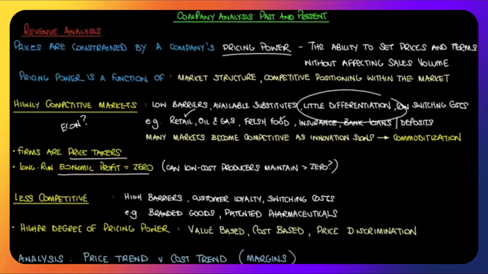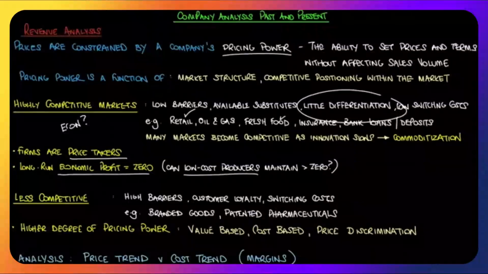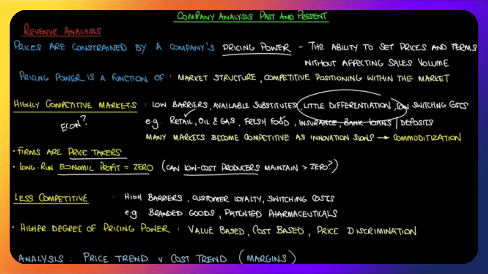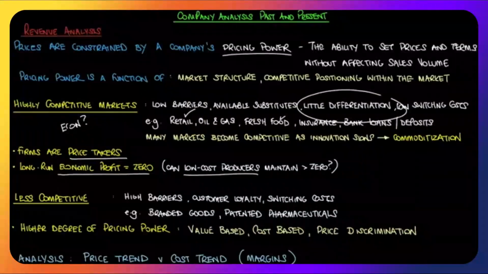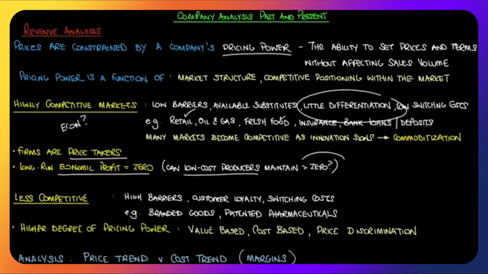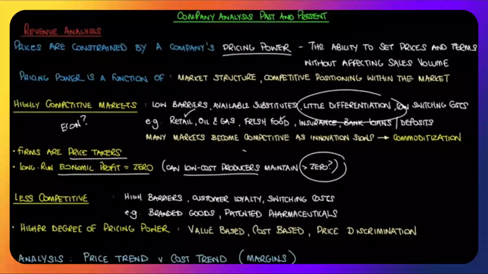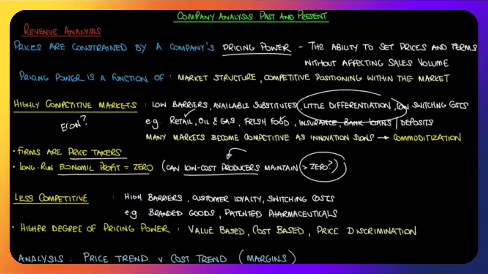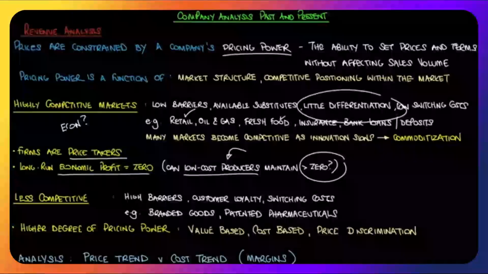Or do they? It mentions in the module, if you're a low-cost producer and you can consistently maintain your cost below that of everybody else in the market, but sell at the same price, you could generate excess profits, an economic profit that is positive. But can you do that? Is that really possible? You have to stay as the low-cost producer in a competitive market.